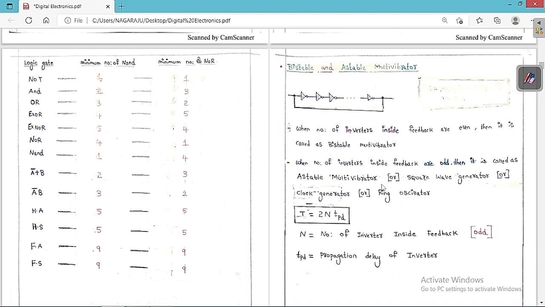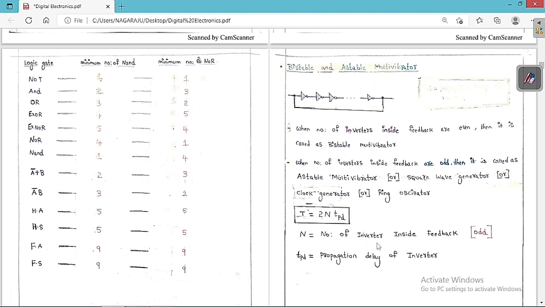I already told you the output is always going to change from 1 to 0 and 0 to 1 continuously, so not even one state is stable for all the time. Because of this reason, it is called the astable multivibrator, or square wave generator, or clock generator, or ring oscillator. Then if you want to find the overall time period, the total time period is equal to 2 into N into TPD.